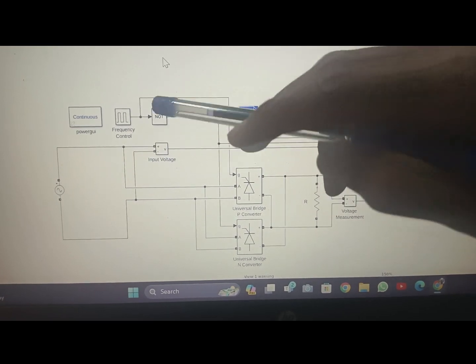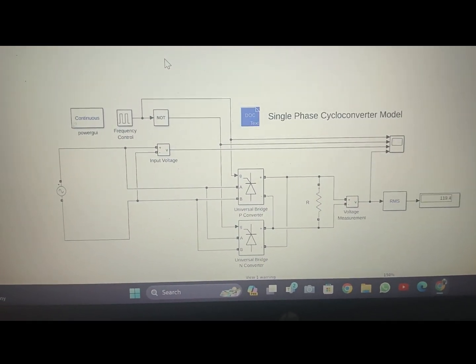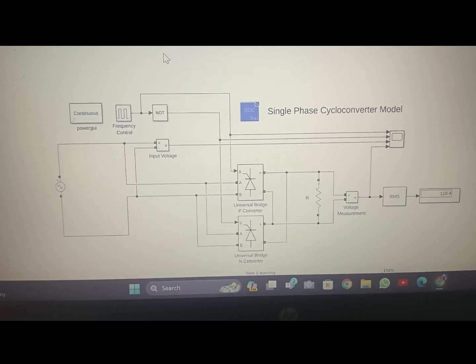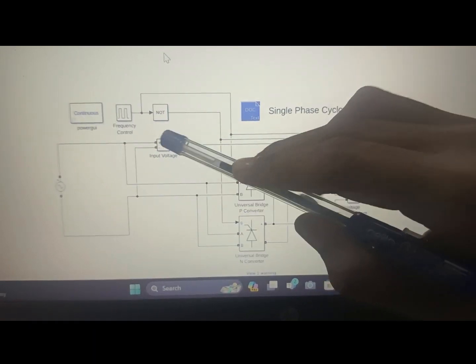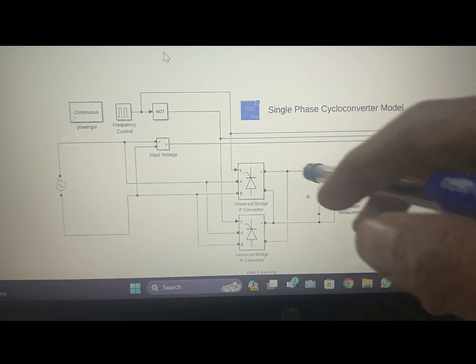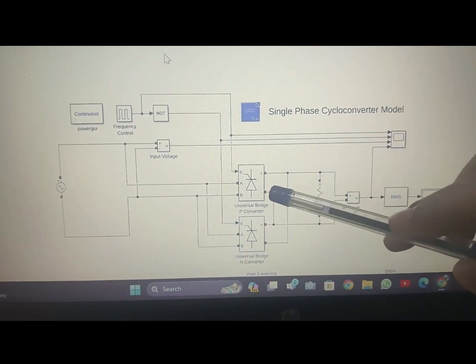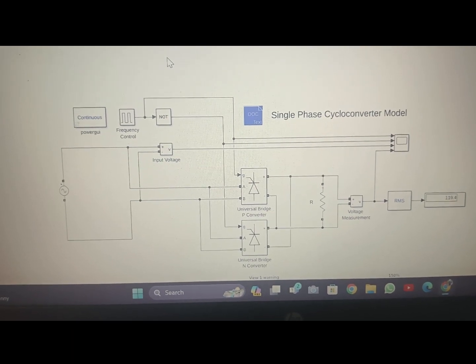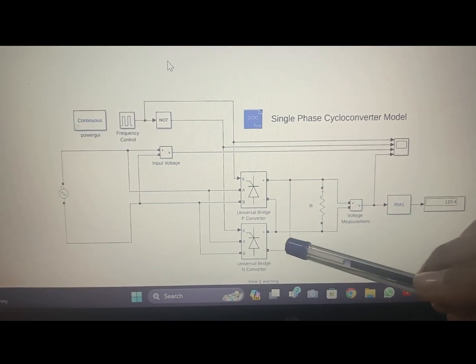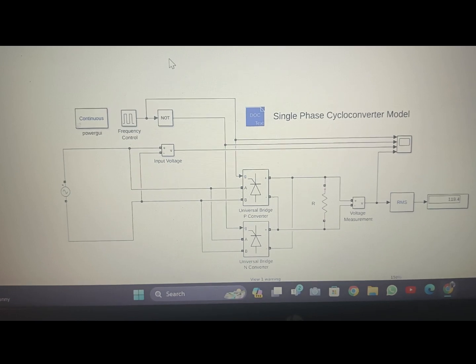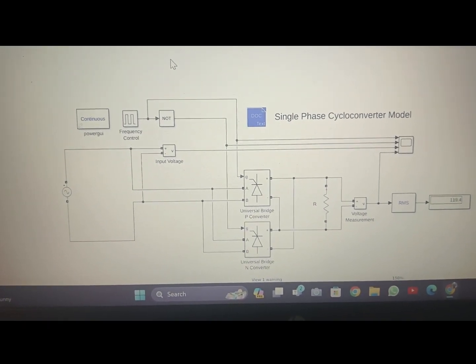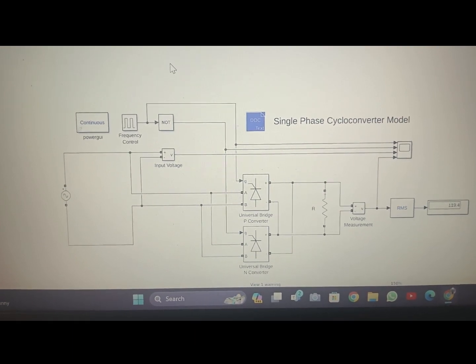This is the NOT logical operator block. It accepts only one input, which can be a scalar or a vector. This is the input voltage source measurement. This is the universal bridge P converter. It is used to control output frequency and output voltage. This is the universal bridge N converter. This is used to generate variable frequency AC output from the AC power source.